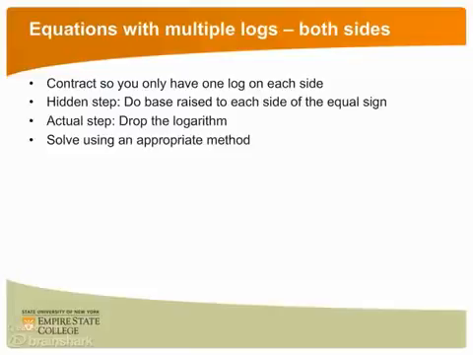We will consider the case where our equation has logarithms on both sides of the equal sign. First, we want to contract the logarithms on both sides of the equation, so there is only one log per side. Then we raise the base of the logarithm to each side of the equation. Because we have the base of the logarithm raised to the logarithm itself, they cancel each other out. We will be left with an equation that we can solve using the appropriate method. Let's look at an example.